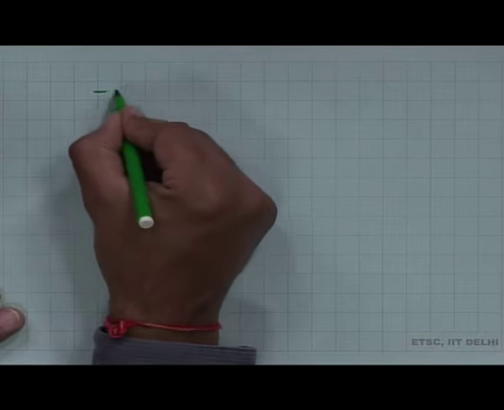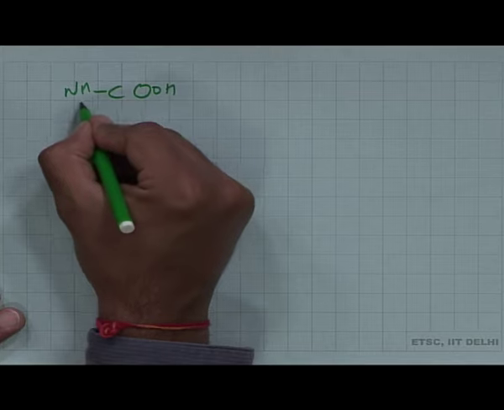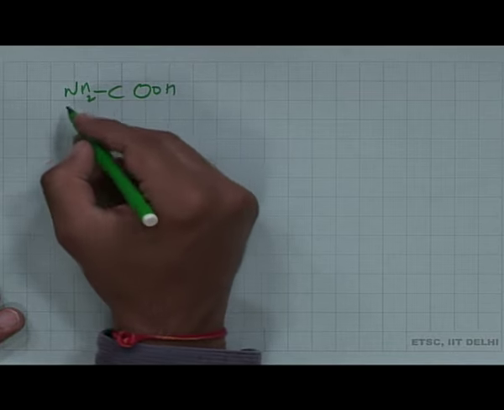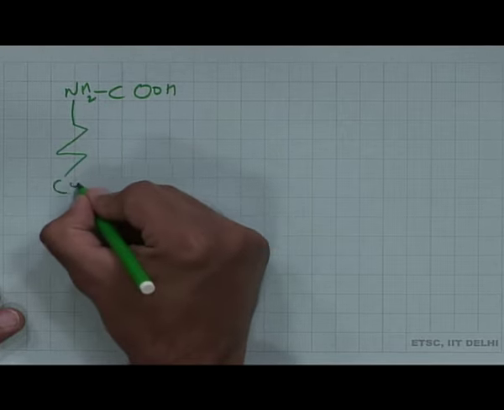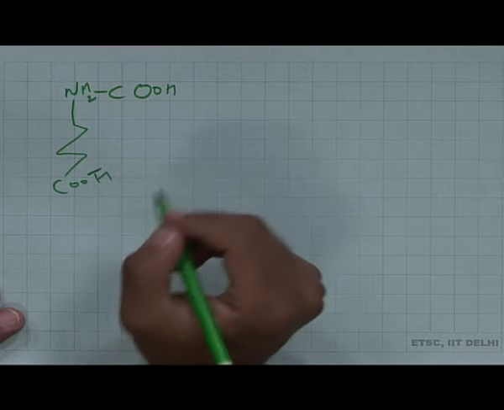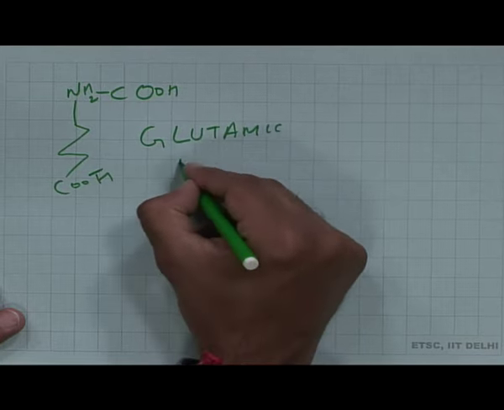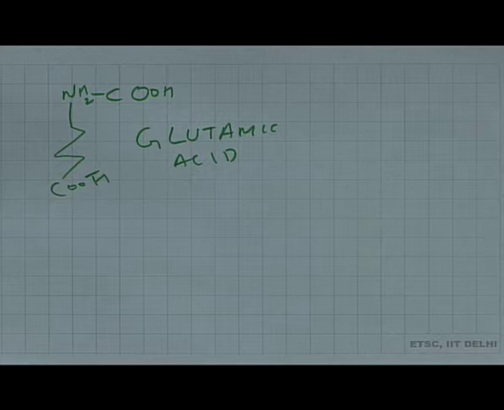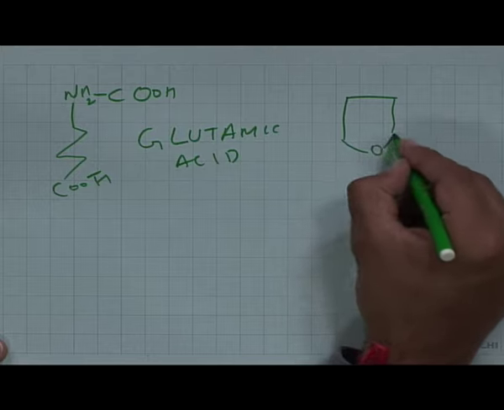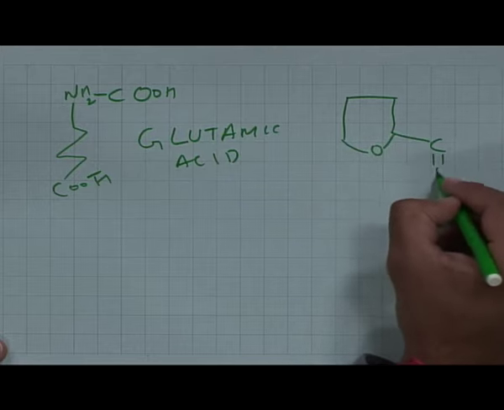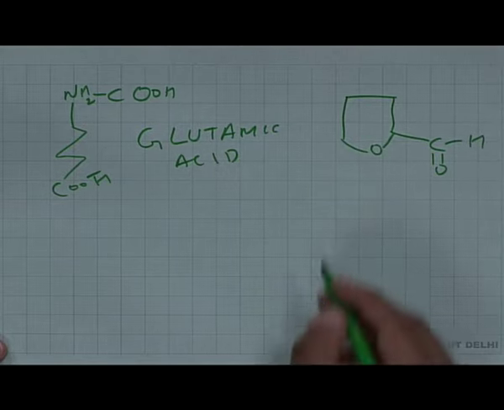You have COOH, and NH2. This is your peptide bond, and then you would have a side chain, and at the end you have COO minus or COOH, whatever it is. This is your glutamic acid. How does furfural look? Furfural looks like a pentone type structure. This is how your furfural would look. So, this is your furfural.